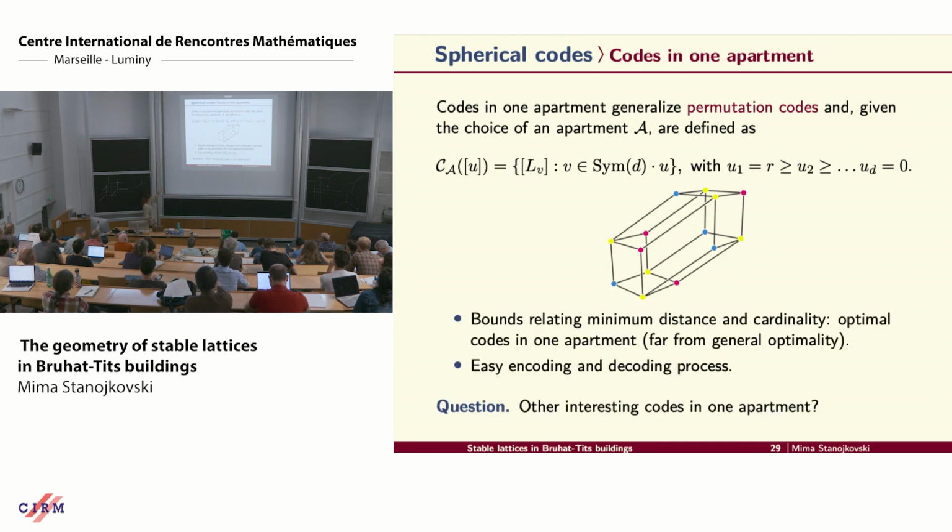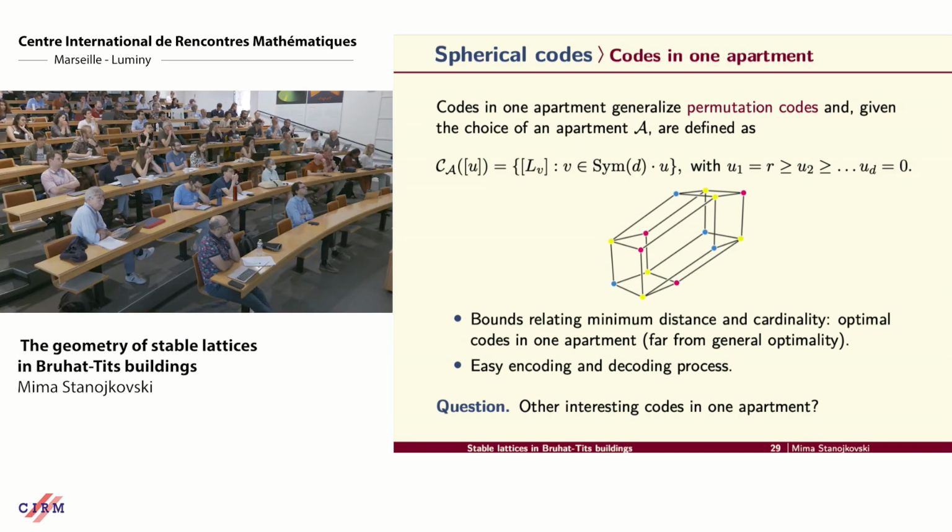And for these codes, since they're purely combinatorial, you can really derive all these relations between the minimum distance and the maximum cardinality that you can have. And here, building optimal codes is easier. The optimal here is much less optimal than what it means in the usual sense. Though the upshot is that encoding and decoding here is much faster and much easier to do.